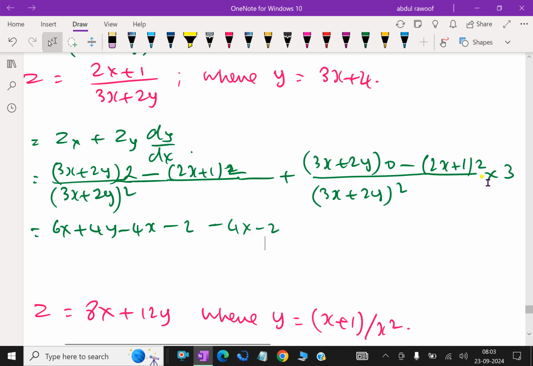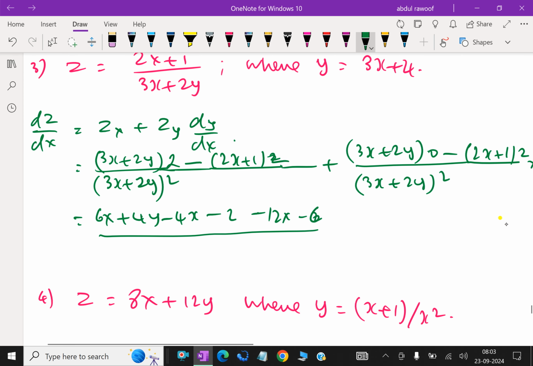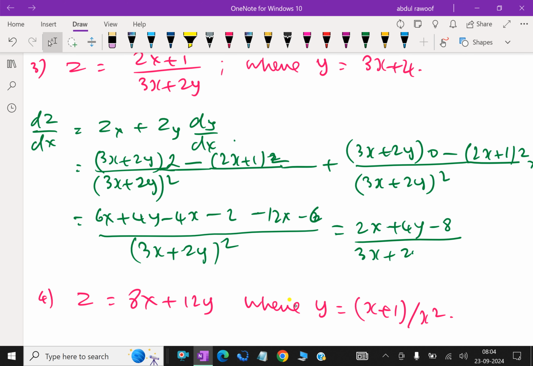This also completely, 3 is here, 2 into 2 is 4 and 12 here, not 4, here 12x and 1 into 2 into 3 is 6. By this, a common denominator, that is 3x plus 2y the square, simplifying 6x minus 4x is 2x and minus 4y plus 4y, there is no plus 4y. After that, 2, minus 2, minus 6, minus 8, over 3x plus 2y the square.